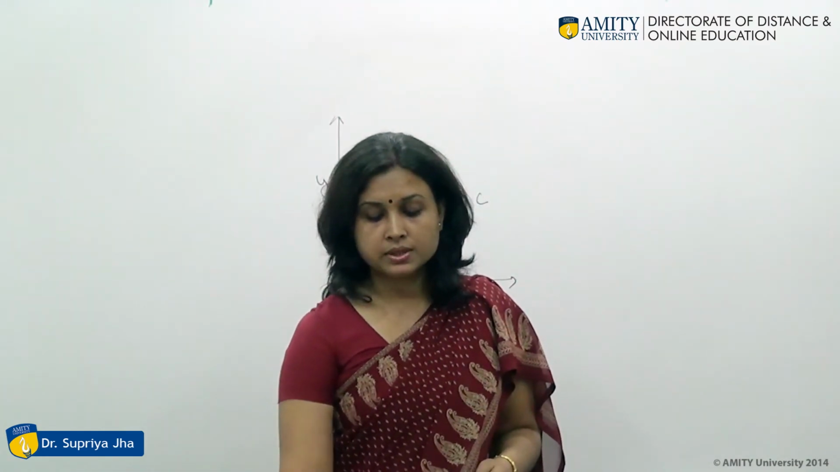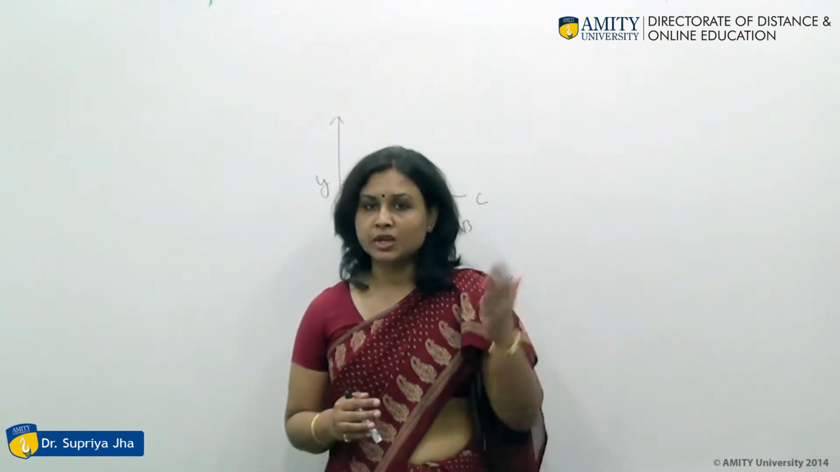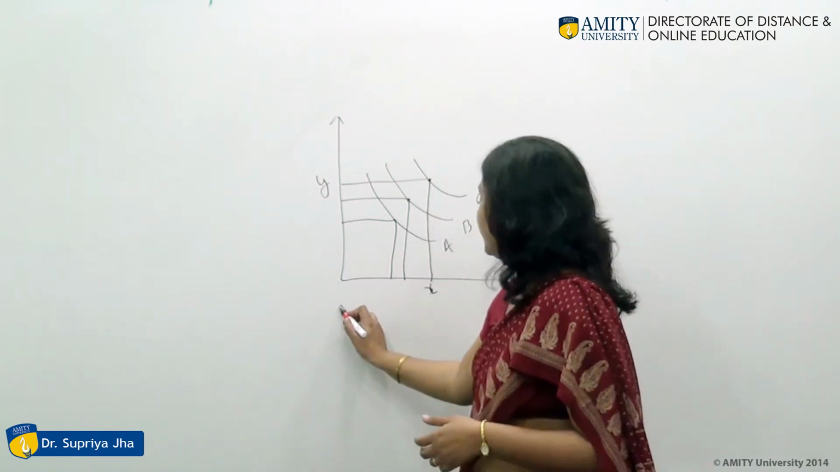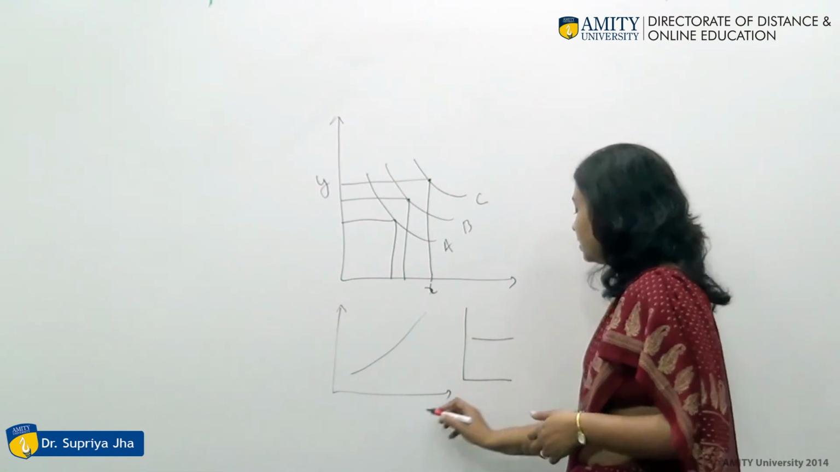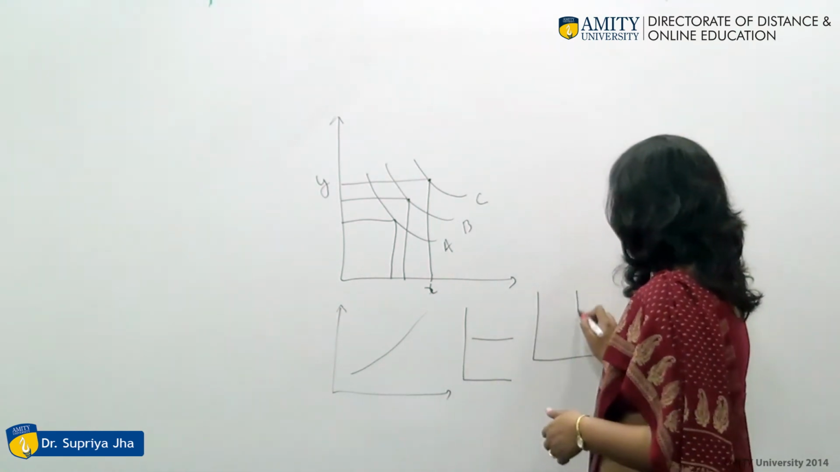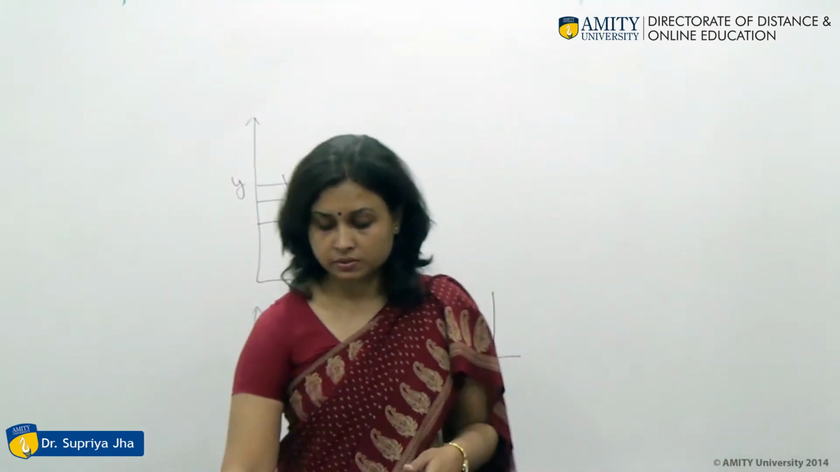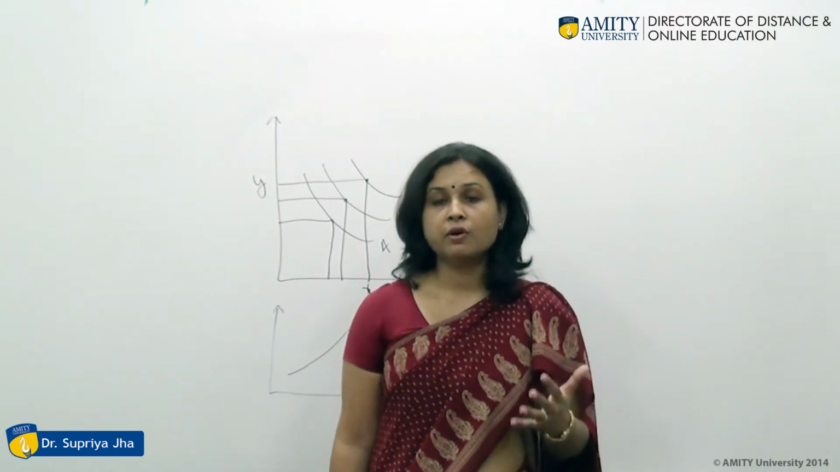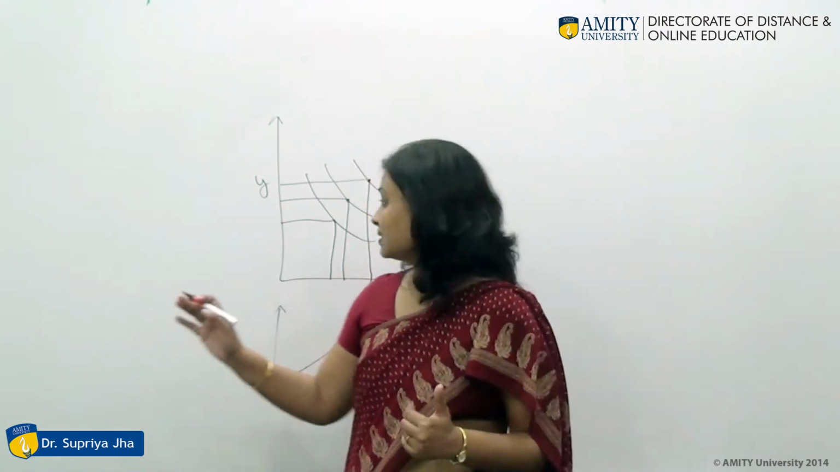The second property is that the shape of the indifference curve is always downward sloping. The indifference curve can't be like this, or like this, or a straight line. It is always downward sloping. It is based on the fact that a consumer is willing to give up one good only if he or she gets more of a second product. That's why it is always downward sloping.